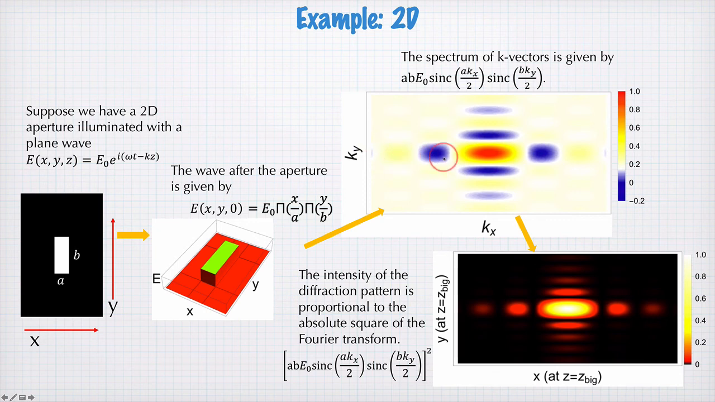So all these different values of ky, in this direction here, will propagate and move away from the aperture in the y direction, and the x values similarly. And we see that the narrower aperture in the x direction gives us the wider diffraction in the x direction, because the narrower aperture has a wider range of k values associated with it.